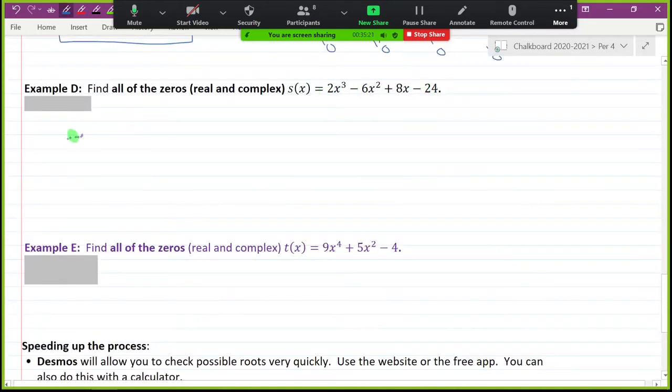So what are the factors? I'm going to jump right into the process now rather than all the P and Q stuff. What are the factors of 24? Plus or minus 1, plus or minus 2. There's actually a lot of factors of 24. Plus or minus 3, plus or minus 4. 4 goes into 24.